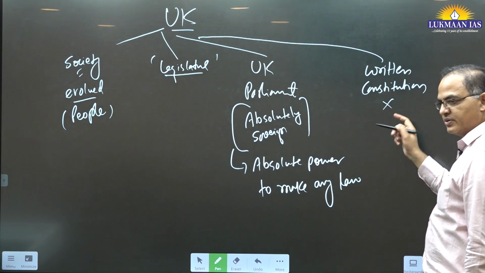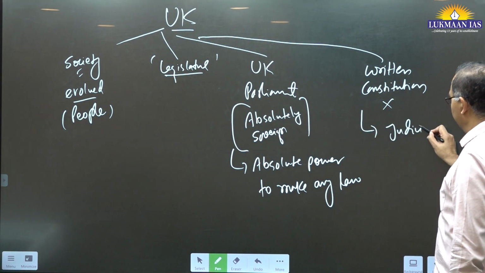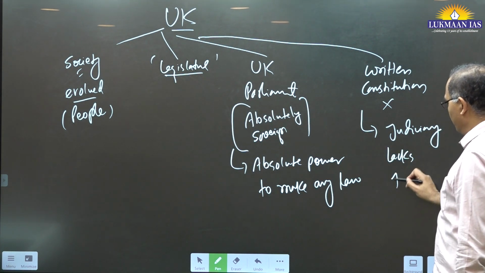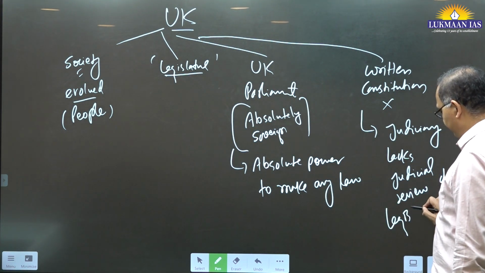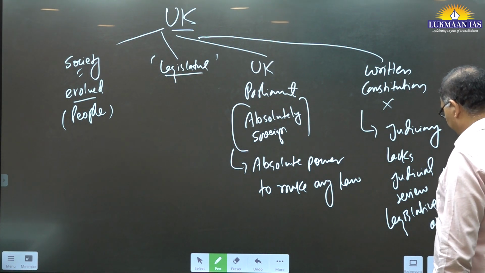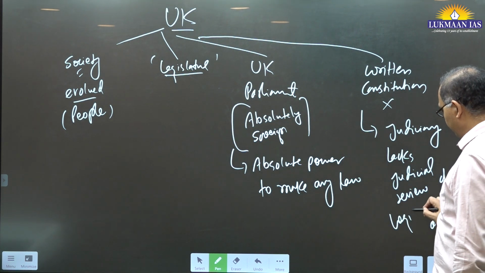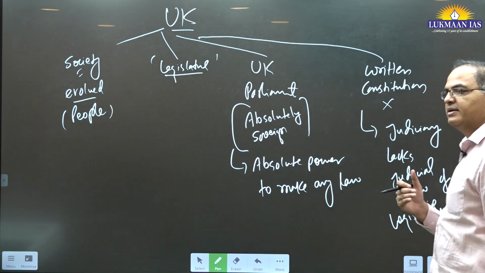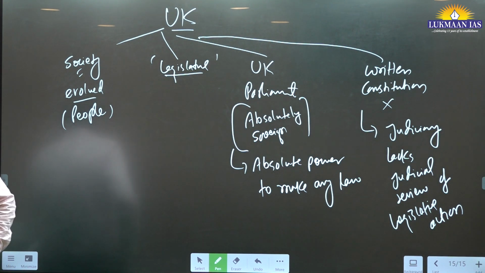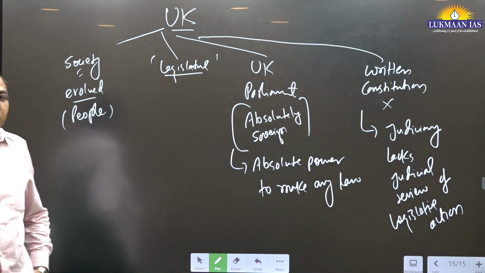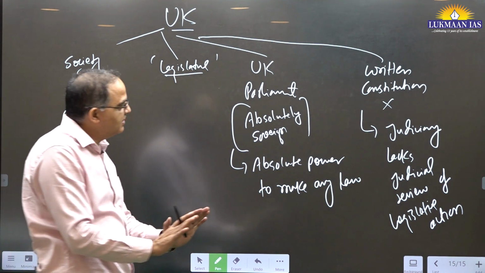तो when it does not have a written constitution, यहाँ पे जो judiciary है, judiciary lacks judicial review of legislative action. The judiciary does not have the power to review the law made by the legislature. Judiciary does not have power to strike down a law made by UK Parliament. This you should know. Because there is no written constitution, there is no basis. On what basis will you strike down a law? That is not present in the UK.